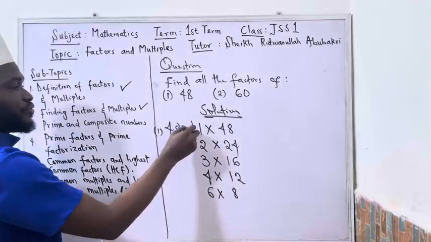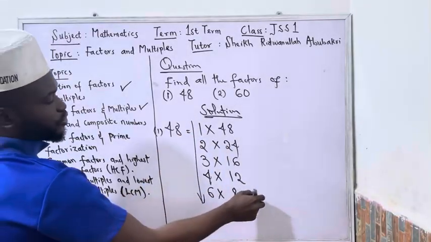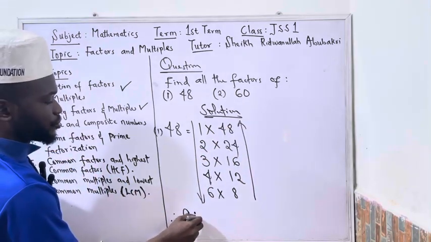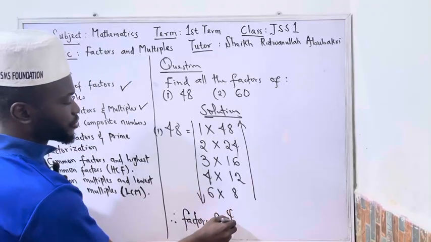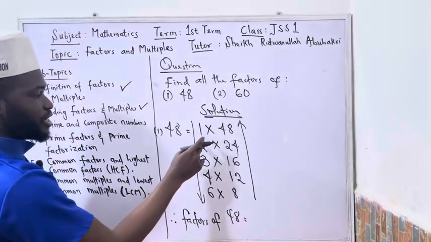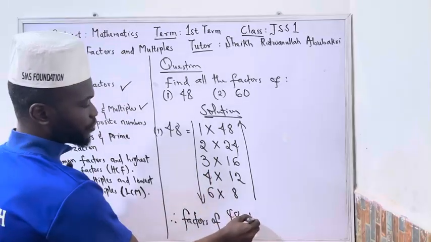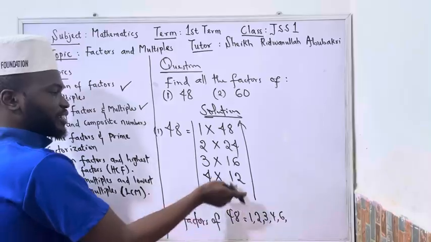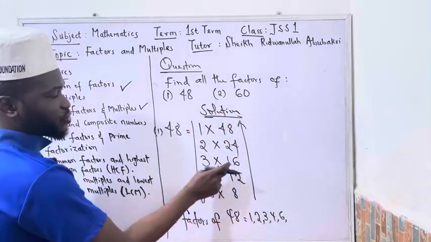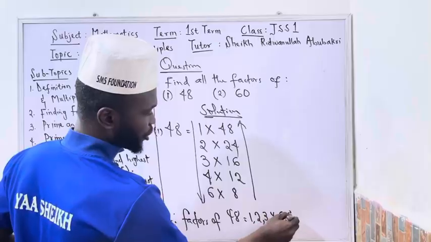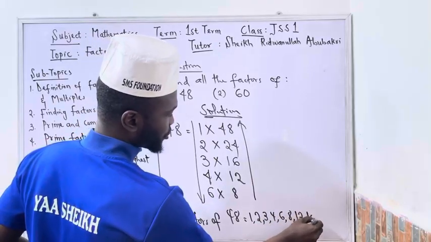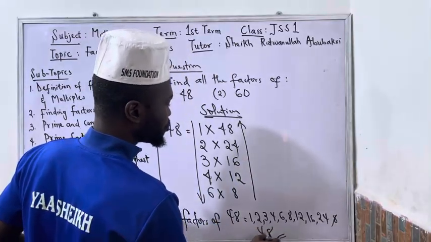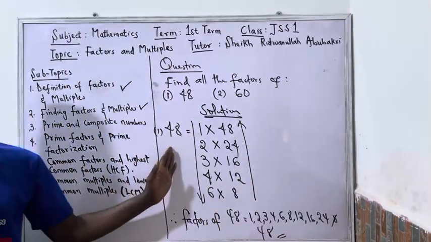So to write all the factors, I'll pick from the top to the bottom and then from the bottom to the top. Therefore, factors of 48 is equal to 1, 2, 3, 4, 6. Then write all the ones on the right: 8, 12, 16, 24, and 48. So these are the factors of 48.